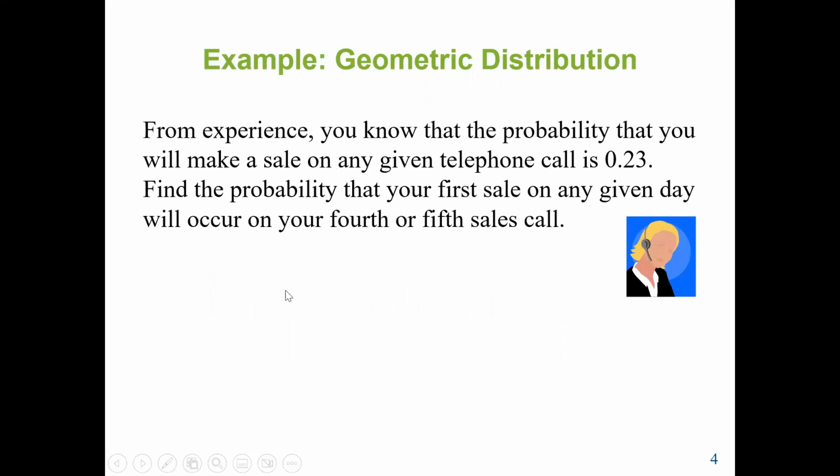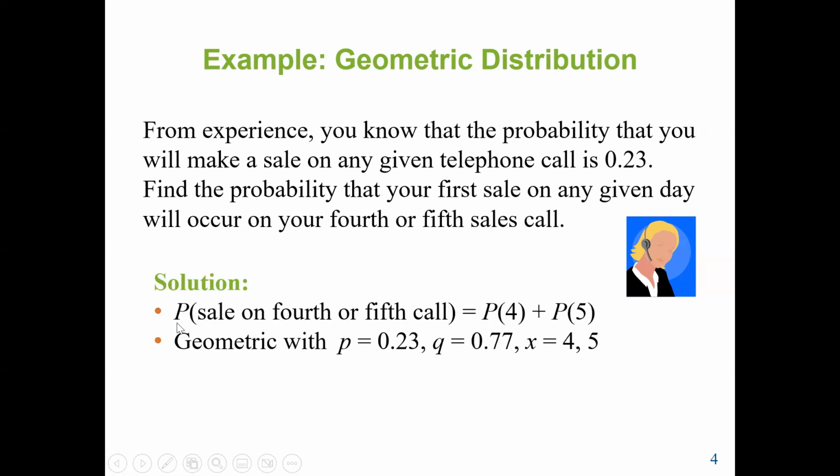So let's see an example. Here they say from experience, you know that the probability that you will make a sale on any given telephone call is 0.23. So the probability of not making a sale on the phone call will be 1 minus 0.23, so Q will be 0.77. Now here they say find the probability that your first sale on any given day will occur on your fourth or fifth sales call. This means X is 4 and another X is 5.